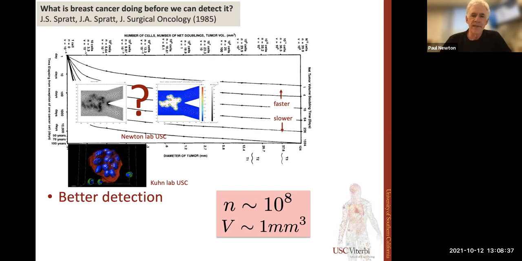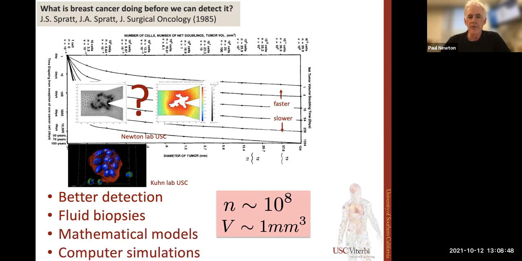So basically, to push that rectangle to the left, we need better detection, and we need things like fluid biopsies. Those can help push that rectangle to the left. But what we do are mathematical models and computer simulations that kind of fill that gap as well.